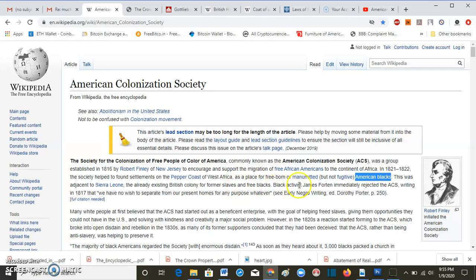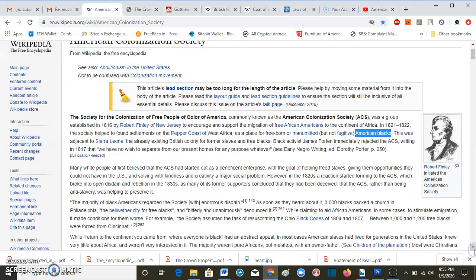blacks. Black activist James Forten immediately rejected the ACS, writing in 1817 that we have no wish to separate from our present homes for any purpose whatever. See Early Negro Writing, Dorothy Porter, page 250.